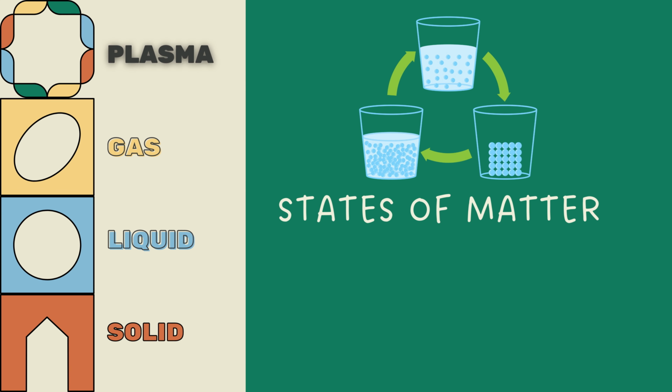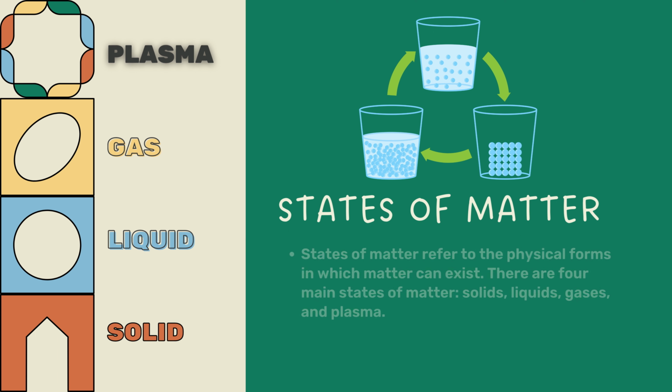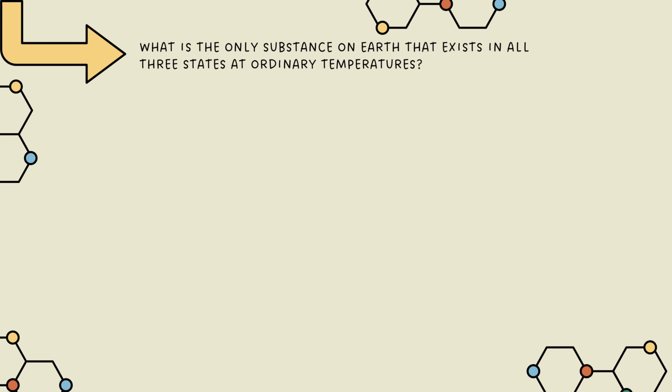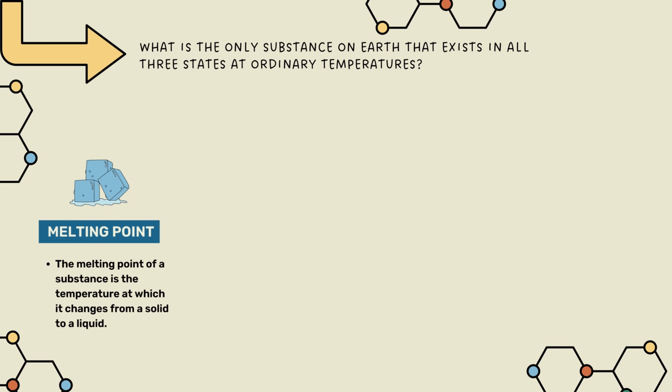Let us revise states of matter. States of matter refer to the physical forms in which matter can exist. There are four main states of matter: solids, liquids, gases, and plasma. Do you know what is the only substance on Earth that exists in all three states at ordinary temperatures?